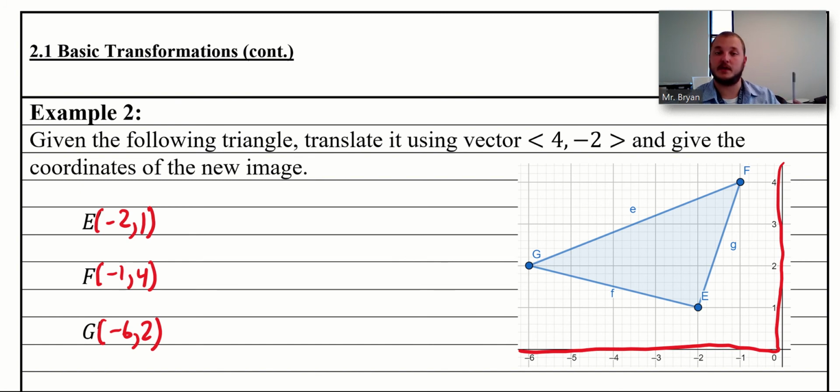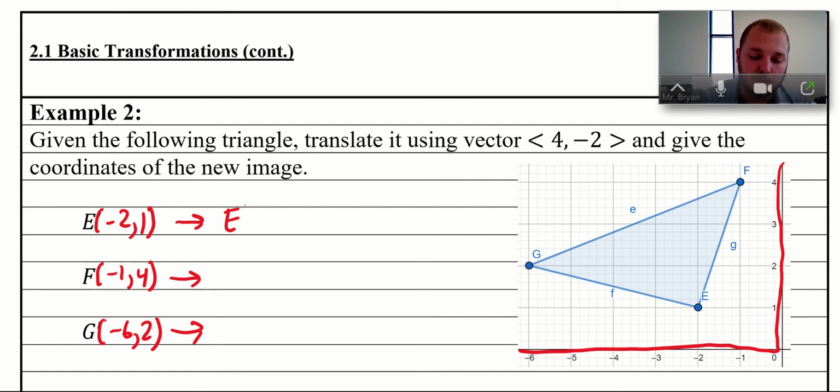What that means is it tells me how much do I add or subtract to the x values, how much do I add or subtract to the y values. So I'm going to draw arrows here. It means we now have E prime, F prime, and G prime, where those new points would be if I translated this way. And if that first number is 4, it means I'm going 4 to the right, or in other words, I just want to add 4.